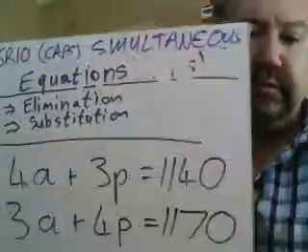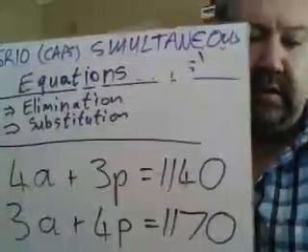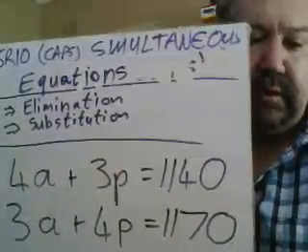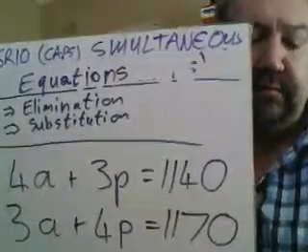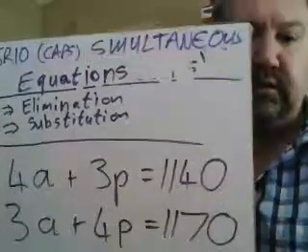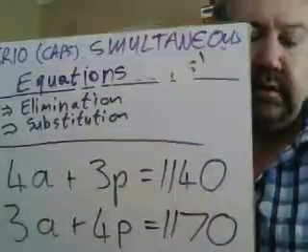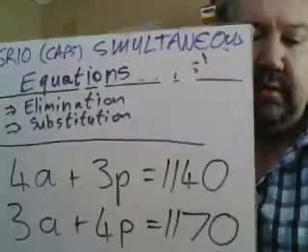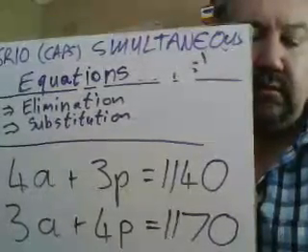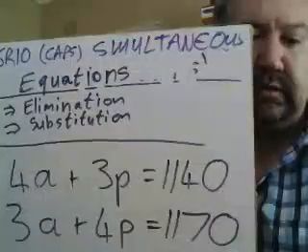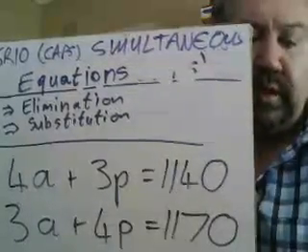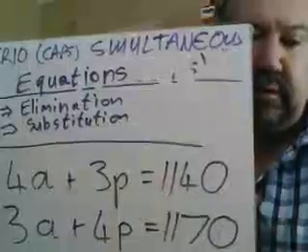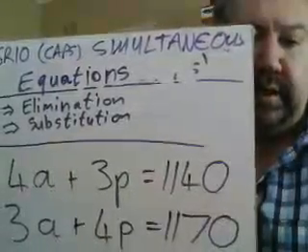The problem says 4a plus 3p equals 1140 and 3a plus 4p equals 1170. This could be the shorter form of 4 apples and 3 pears weigh 1,140 grams, and 3 apples and 4 pears weigh 1,170 grams. So we want to figure out what 1 apple and 1 pear weighs.